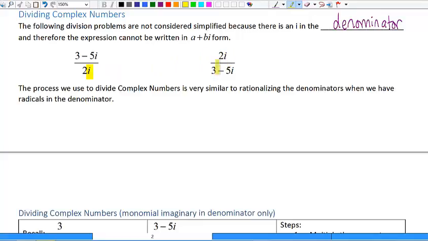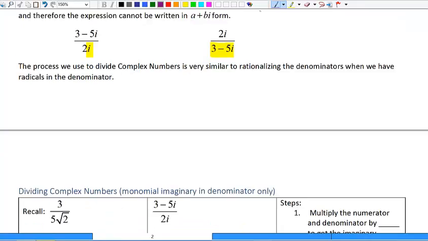On our next problem, we have 2i divided by a complex number, 3 minus 5i. Okay, there's an i in the bottom, and I can't write that in a plus bi form if there's an i in the bottom. So the process that we're going to do to divide complex numbers is actually very similar to rationalizing denominators when we have radicals in the denominator. So we're going to be comparing each of these processes to radicals over the next couple division problems.